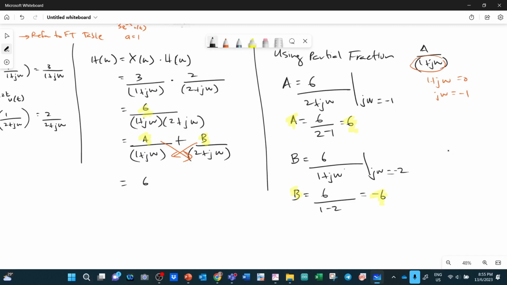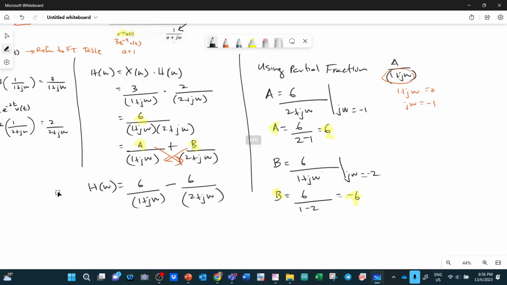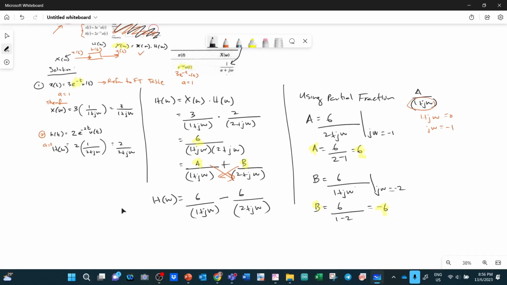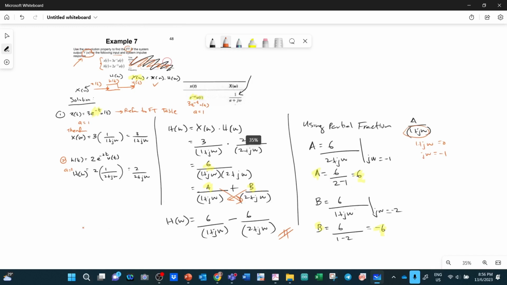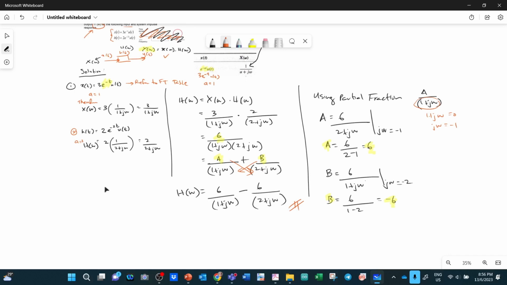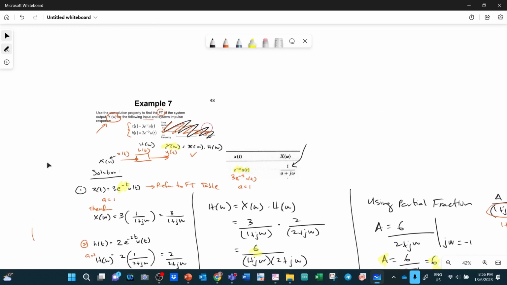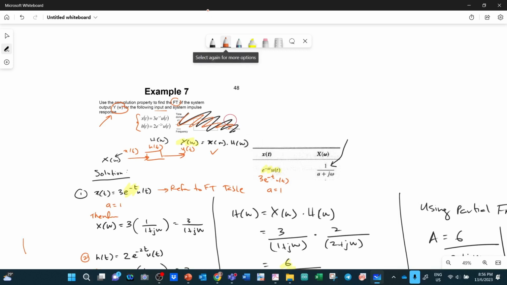So A is 6 over 1 plus J omega minus 6 over 2 plus J omega. So you already found the answer. This is actually the answer for H omega. So what was the question? Use convolution property to find the Fourier transform of the system Y omega for the following input and system input. So this will be the final answer. The question is, instead of finding H omega, Y omega sorry, they want you to find y(t).